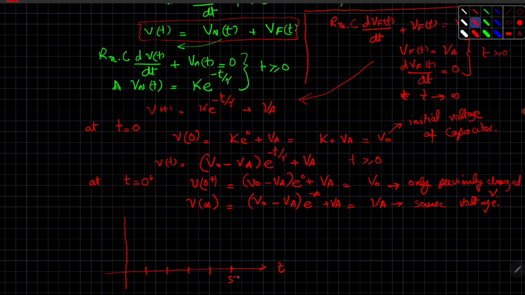We only take up to 5 tau because after that, we consider that our capacitor has reached its steady state value. Now initially, if we have our V naught here, that is the initial charge, and here we have VA, that is the steady state value or the forced response. So our capacitor will start from here and reach all the way to here. And again, it will not touch the axis line. The difference will be less than 1%. So this was the forced response of RC circuits.